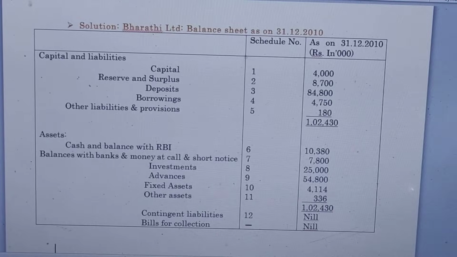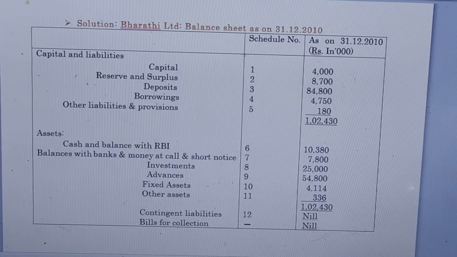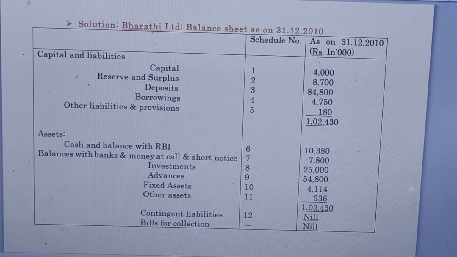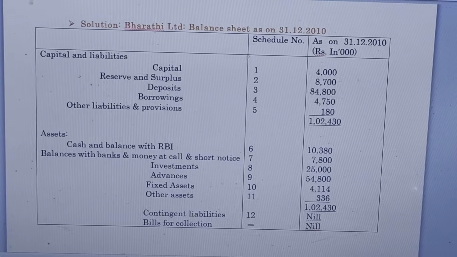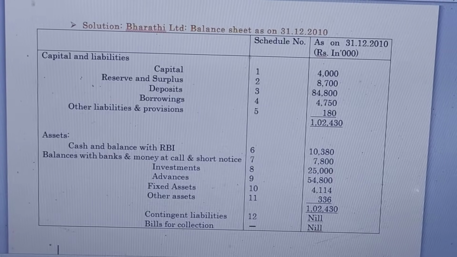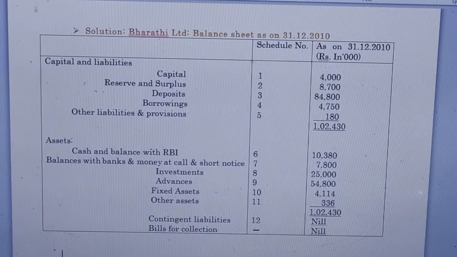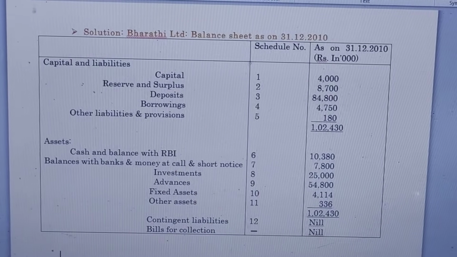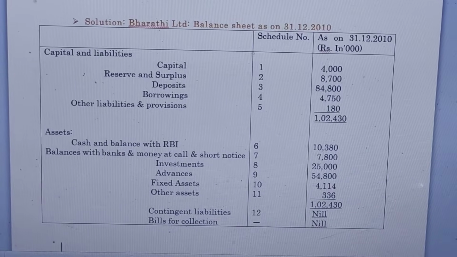So schedule number 1 to 5 make up capital and liabilities, which is why we add these amounts. 4,000 plus 8,700 plus 84,800 plus 4,750 plus 180. We get the total amount as 1,02,430. Then we have to mention the assets in the particular column.